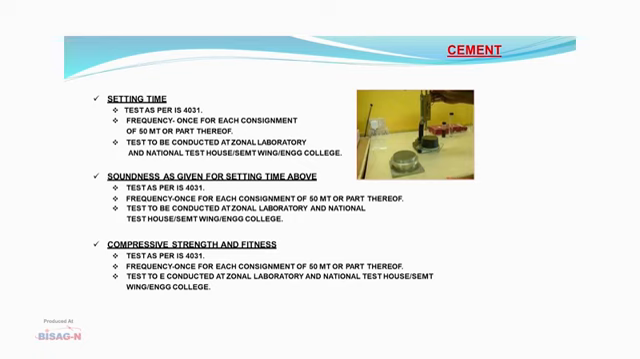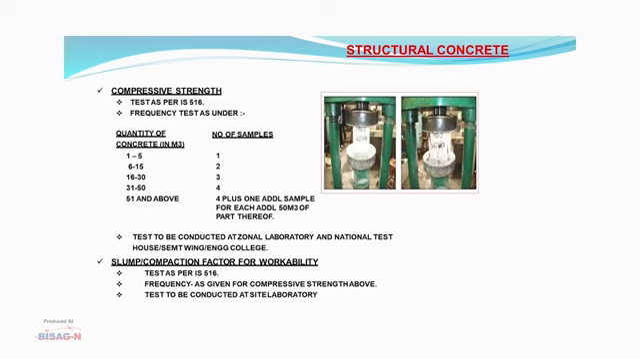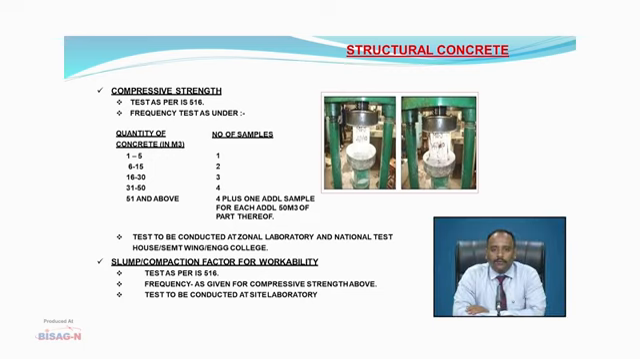This test has to be carried out at a zonal laboratory or National Test House or SCMT CME Pune or any of the engineering colleges as approved in the contract agreement. The soundness, as given for the setting time above, has to be as per IS 4031. The frequency has to be 1 each for a consignment of 50 metric tons or part thereof. Compressive strength and fineness: the test has to be as per IS 4031. The frequency will be the same as mentioned above, that is 1 each for a consignment of 50 metric tons or part thereof.